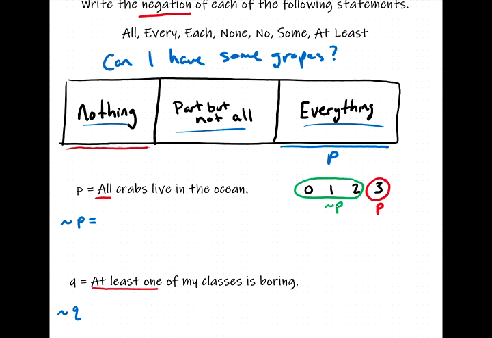Okay, so what quantifying word accounts for the 0, the 1, or the 2? Well, we could say not all crabs live in the ocean.